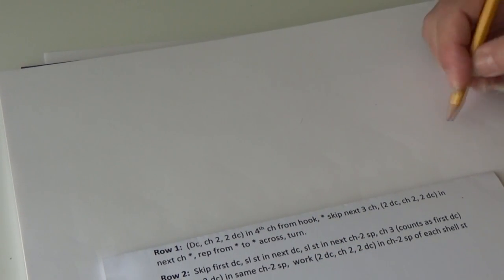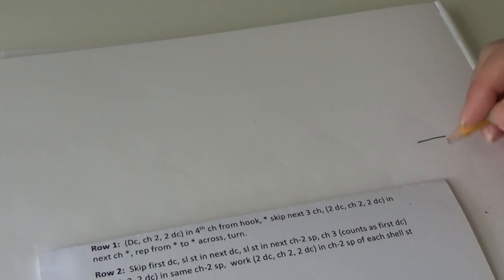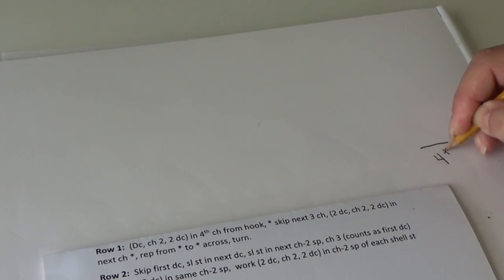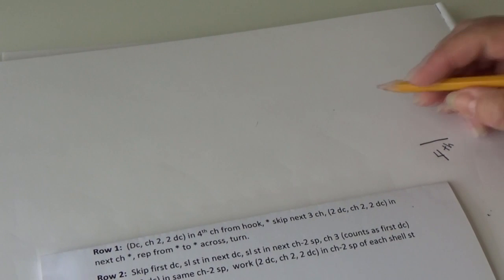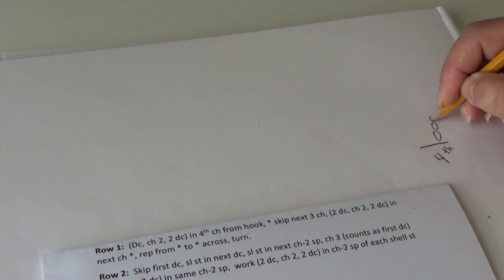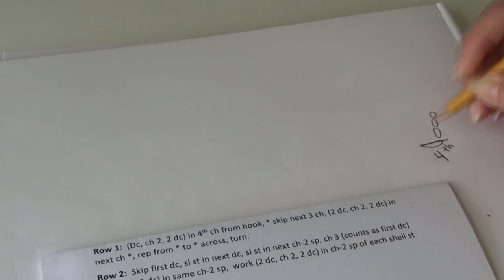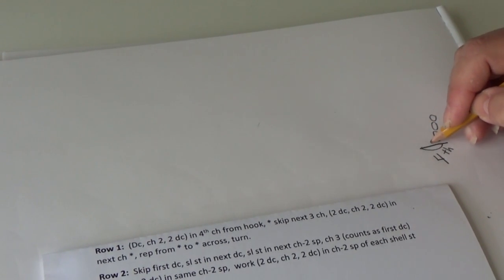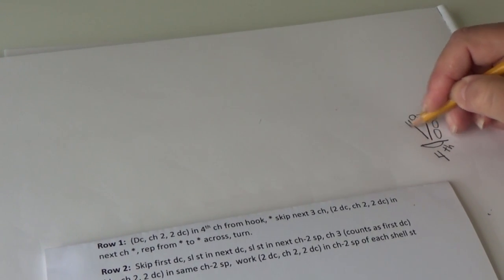So right away, I'll draw that line, which is my chain stitch. Then I'll put a 4 under that, because I'm working my first set of stitches in that 4th chain from hook. So basically, I have my chain 3 that counts as the first double crochet, because we're going into the 4th chain. So that's 1, 2, 3, 4. Then you're going to work your double crochet, your chain 2, and 2 more double crochet into that 4th chain from hook.